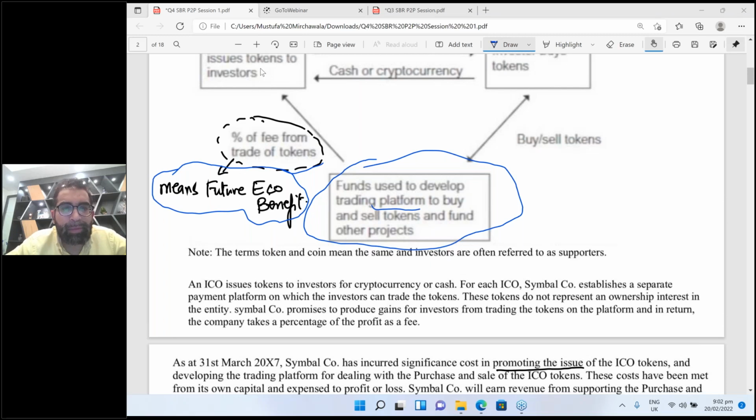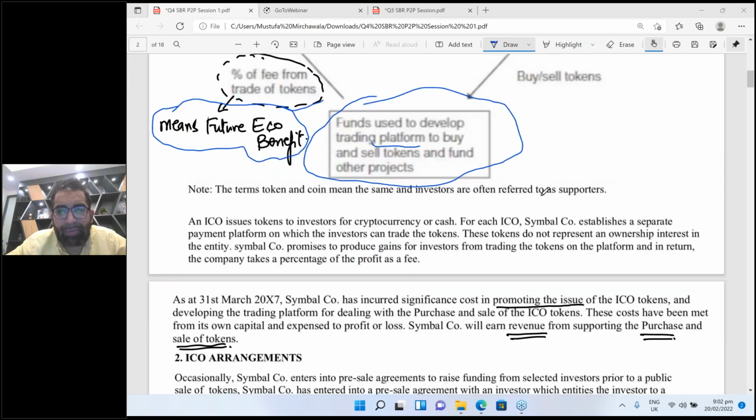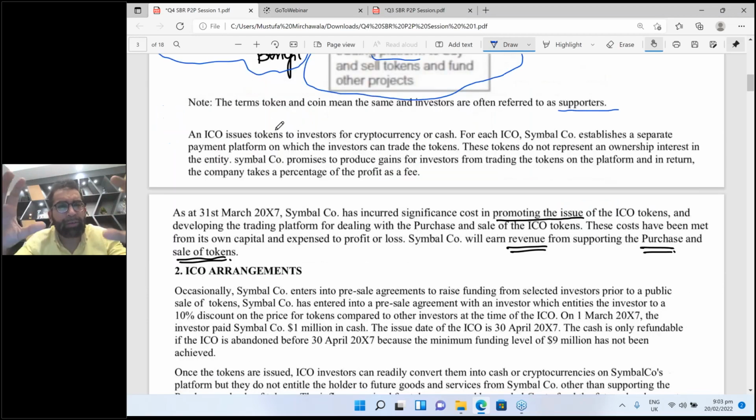Now the term token or coin means the same, and investors are often referred to as supporters. Remember I used the word crowdfunding. So in crowdfunding, the people are supporters for new startups. Okay, now an ICO. Be confident, I have told you the major heart of this story. Now your flight will go smooth.